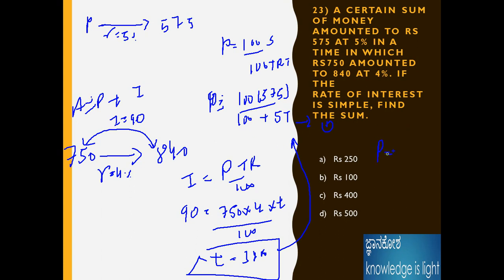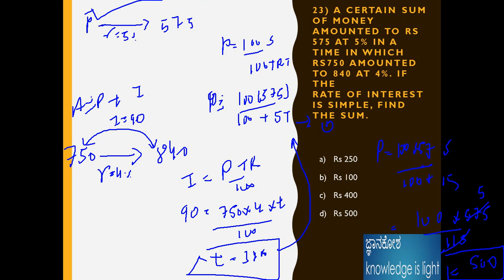P is equal to 100 into 575 divided by 100 plus 5 times 3, that is 15. Solving, 100 into 575 divided by 115. Therefore 500 is the sum of the amount, the initial principal. Then with respect to 5%, it is converted to 575. Like that, we need to calculate. If we apply this logic, we can easily solve any such problem.